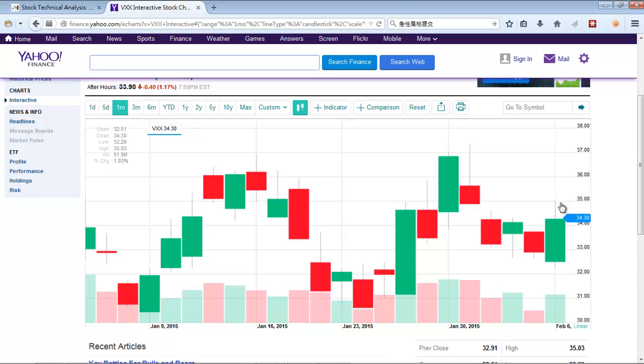If you could see the shadow, it filled this gap, but I'm going to say that it's actually going to fill with a candlestick. So I am bullish for 2 reasons on this stock, just based on this chart alone.